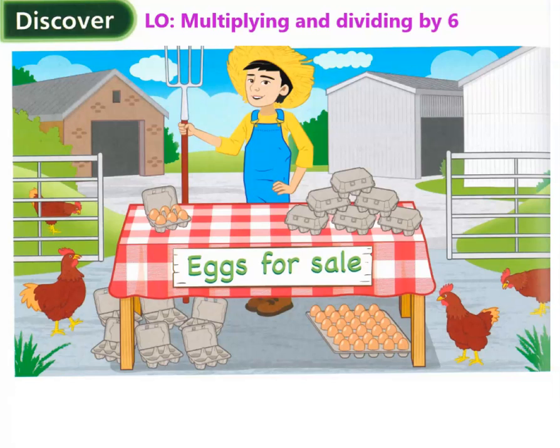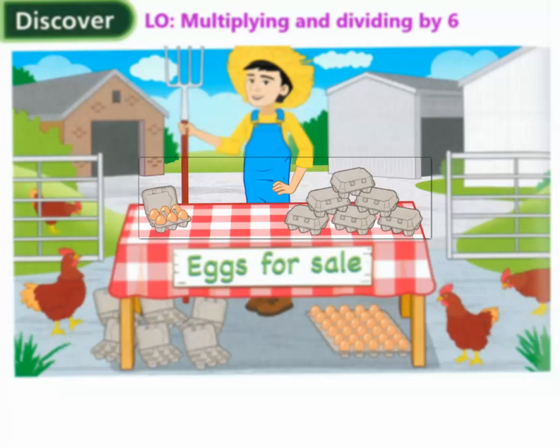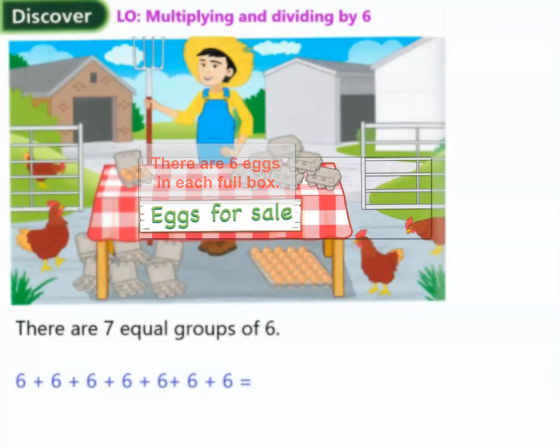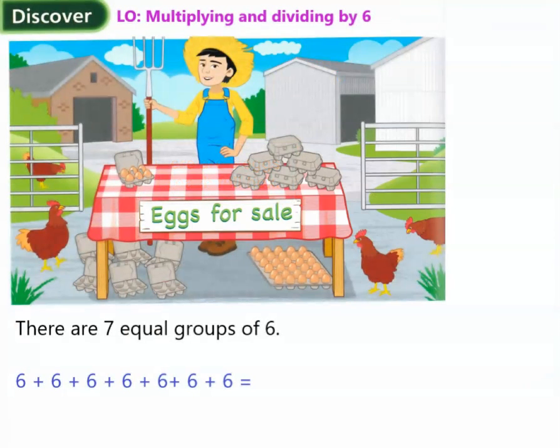Hi, today's lesson is going to focus on multiplying and dividing by 6. Let's start with our discovery picture. What do you see? I see 7 full boxes of eggs, and each of the boxes has 6 eggs in it. We can write this as repeated addition. So you're adding 6 7 times, and that is 42.